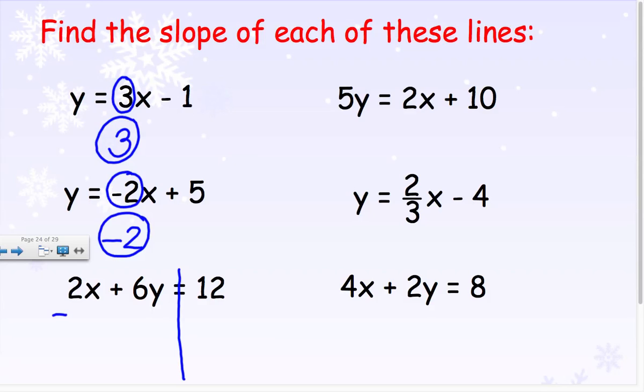I'm going to start by subtracting 2x on both sides. My goal in the end is to get y alone. I always put the negative 2x first, then bring the 12 down after. The 12 is positive, so I put a plus in front of it. Divide by 6. And then here is where we're going to do our heart.